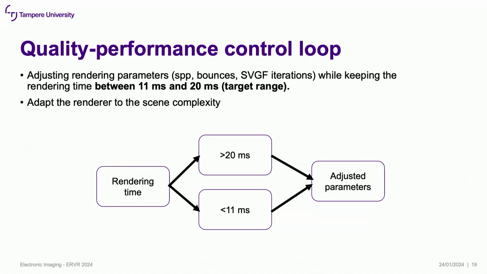Then we have a quality performance control loop. This is used to adapt the renderer to the scene complexity, because we want to make sure that we sacrifice a bit of performance or quality if we are below or above the target range that we fixed.